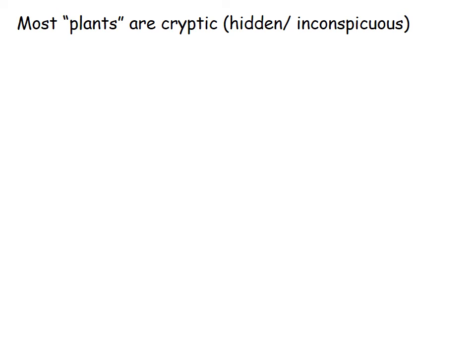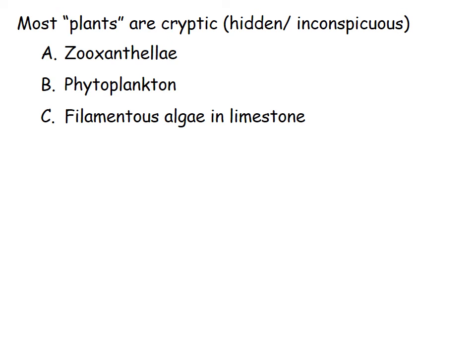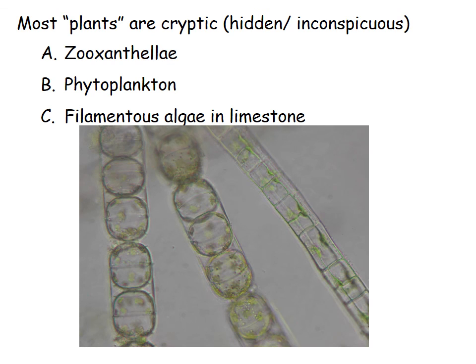Now, most plants are cryptic, they're hidden, inconspicuous. The zooxanthellae is hidden, phytoplankton just float in the water. Sometimes they live in things. You have filamentous algae that live in limestone so that you can't get to them. And so they found a place to hide, and they're happy there so they don't get consumed, and they can keep doing their job of making the energy for the ocean.